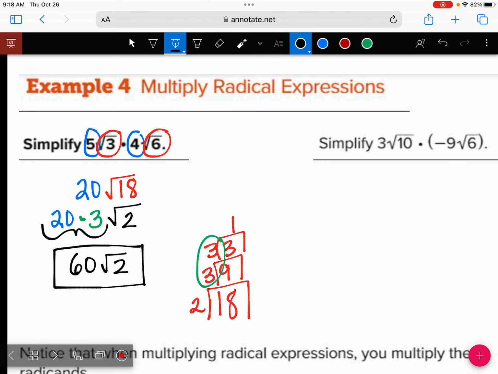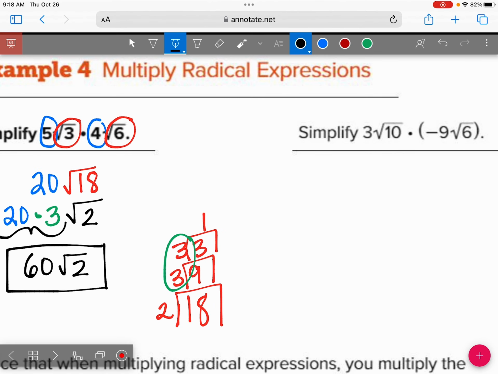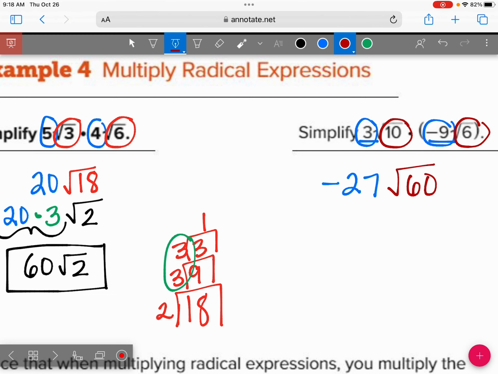All right, last one, and then we're going to do some practice. A couple more questions, and then we'll be finished. So let's go ahead and take the 3 times negative 9. So we're multiplying the numbers in front. 3 times negative 9 is negative 27. And then 10 times 6 is 60. Build a cake with 60.